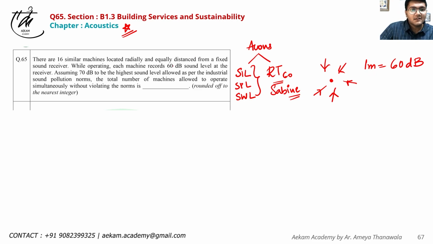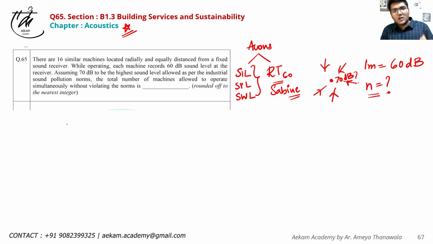So they have asked, assuming 70 dB to be the highest sound level allowed as per industrial sound pollution norms, the total number of machines allowed to operate simultaneously without violating the norms is dash. So what are they saying? If there are multiple machines, out of 16, how many machines can I run at one time simultaneously, such that the sound intensity level is only 70 decibels? So you have to find the number of machines, n.